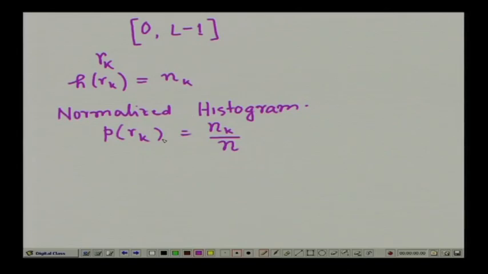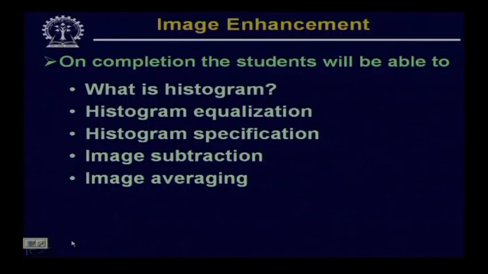Such types of histograms give, as we said, a global description of the appearance of an image. So, now let us see what the different types of images are that we can usually get and what their corresponding histograms are.